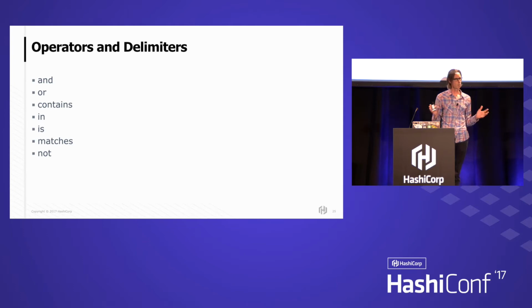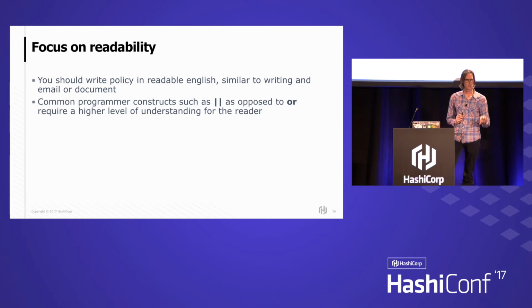When it comes to operators and delimiters, we've implemented all of the traditional programmer-type operators and delimiters that you'd be used to in your languages. But we also wanted to implement something a little bit more language friendly. So we have the options of like, and, or, contains, in, matches, and not. Again, the main focus is on readability. Using programmer representation like a double pipe for or results in a higher barrier to entry, and it requires a higher level of understanding on the reader of the policy.